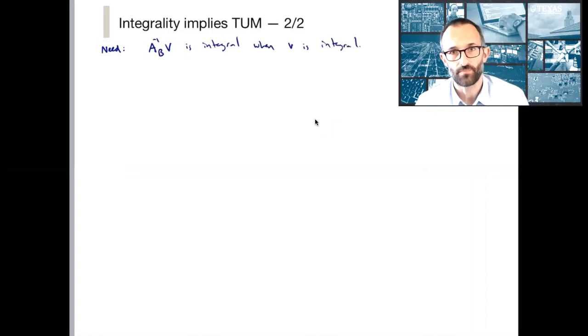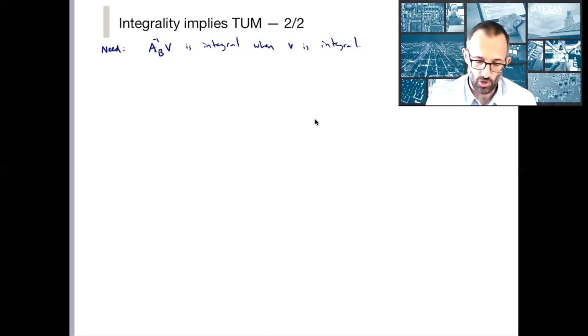And the way I'm going to do this is essentially by showing that A_B inverse times v is an integral translation away from an extreme point. Since an extreme point is integral by assumption, if I translate an integral point by some integral vector, I'm again going to be somewhere integral, and that will basically show me that A_B inverse times v is integral. So I need to make an integral extreme point.